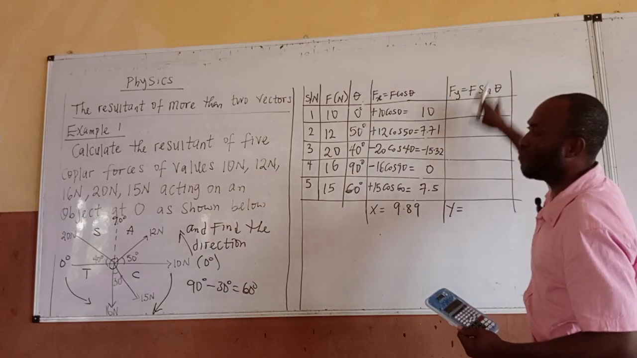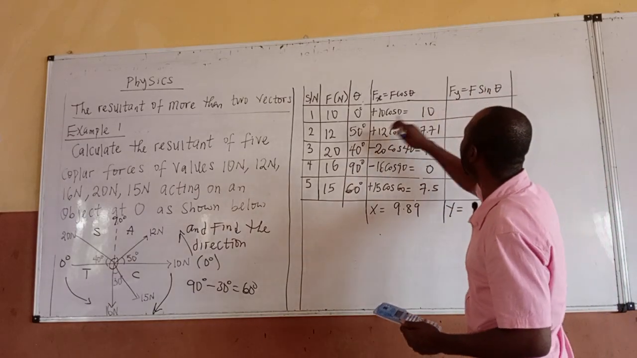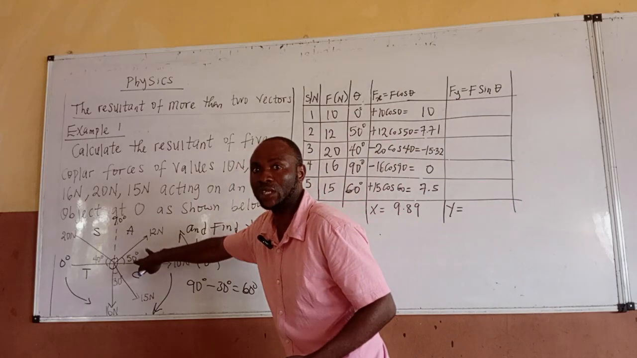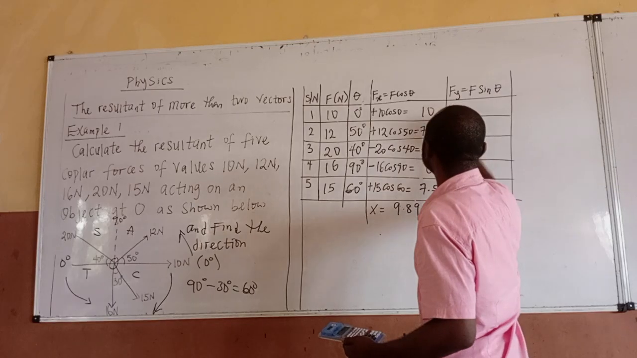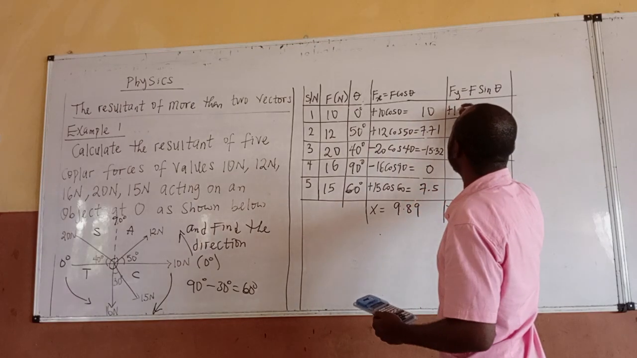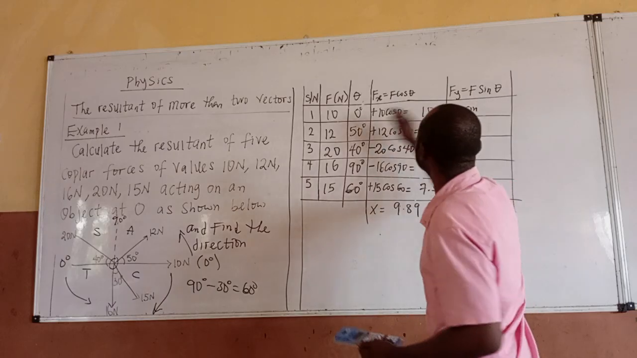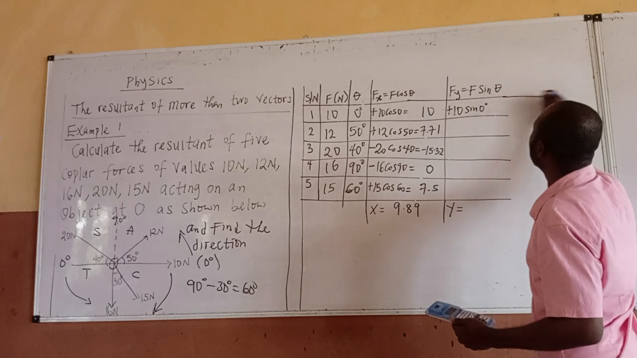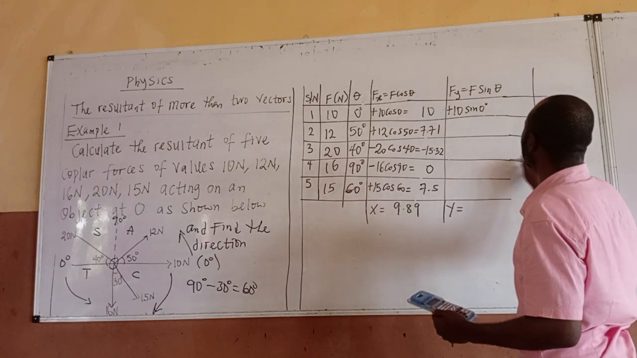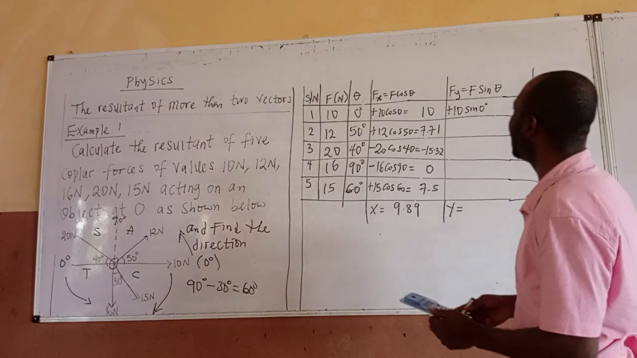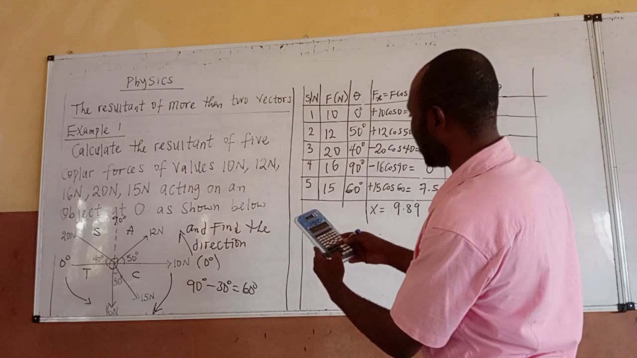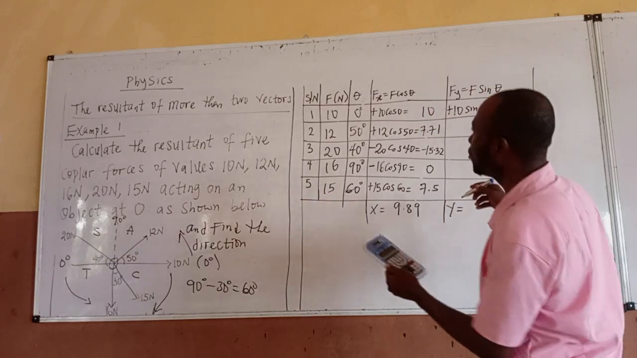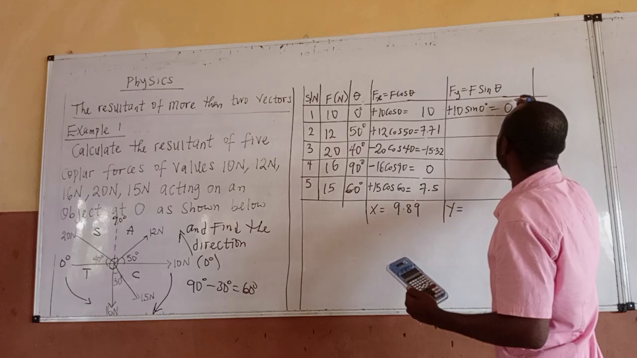Now, let's go to the vertical component. We have the first one, 10 Newton. These two are in the first quadrant, so automatically it is plus. So you put plus. Now the first is 10 sine, the theta is 0 degrees. You now punch 10 times sine 0, and that will give you 0.